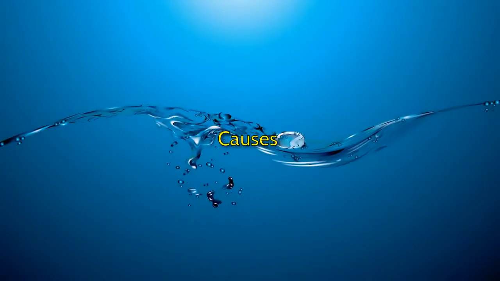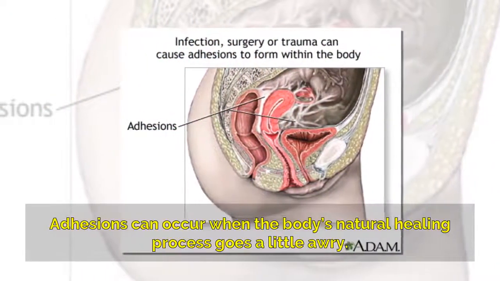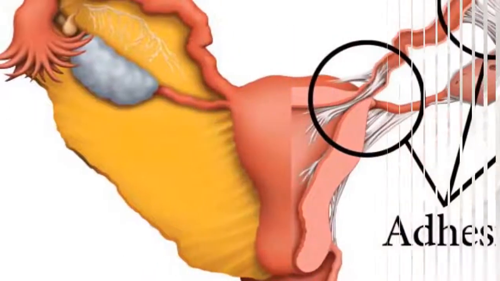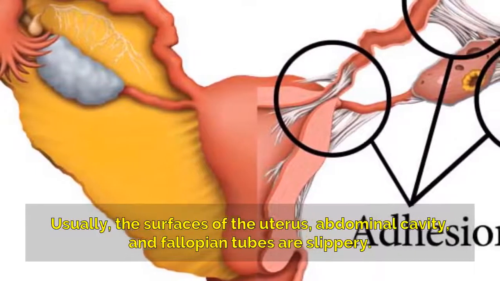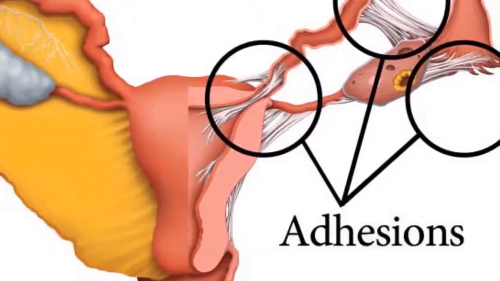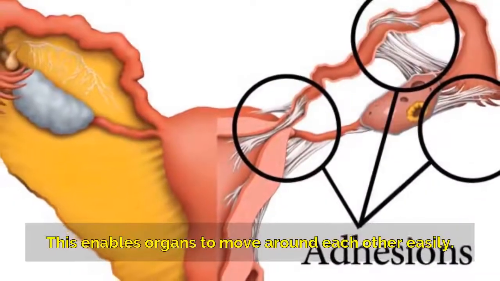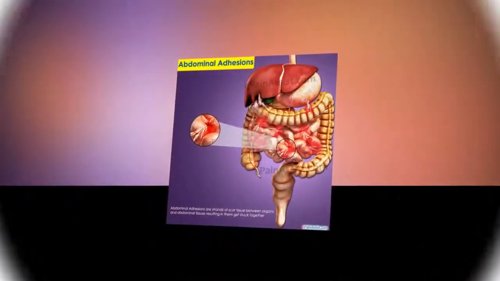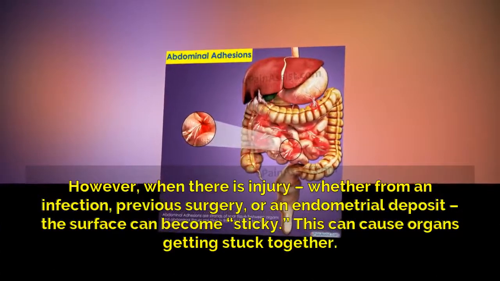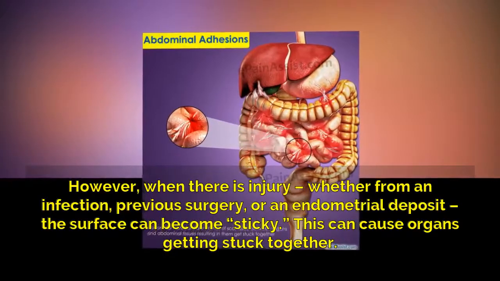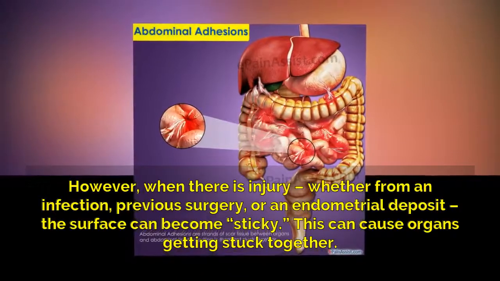Causes. Adhesions can occur when the body's natural healing process goes a little awry. Usually, the surfaces of the uterus, abdominal cavity, and fallopian tubes are slippery. This enables organs to move around each other easily. However, when there's injury, whether from an infection, previous surgery, or an endometrial deposit, the surface can become sticky. This can cause organs to get stuck together.